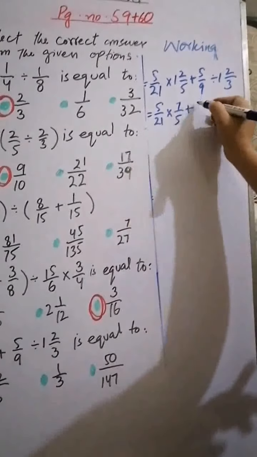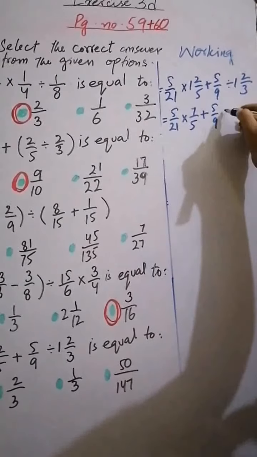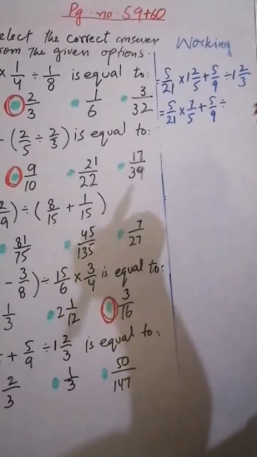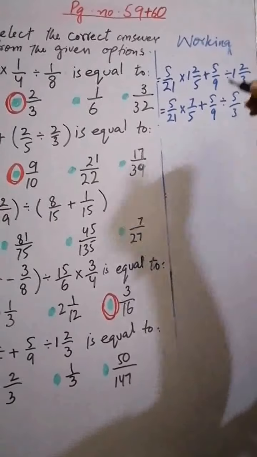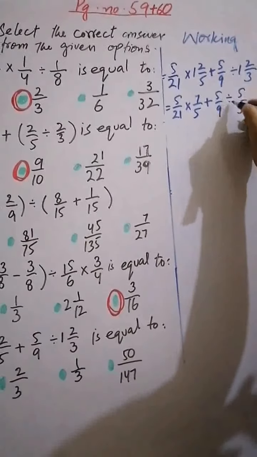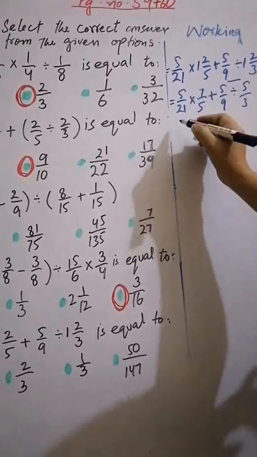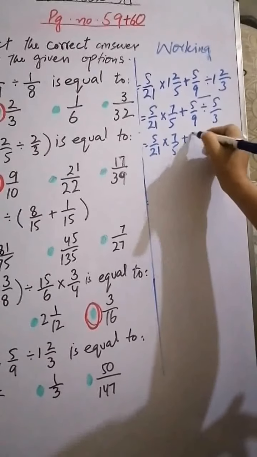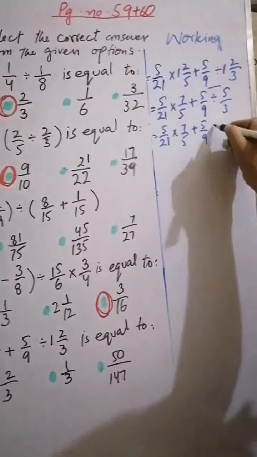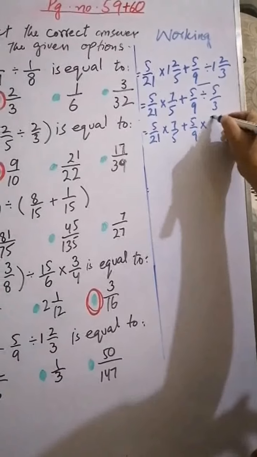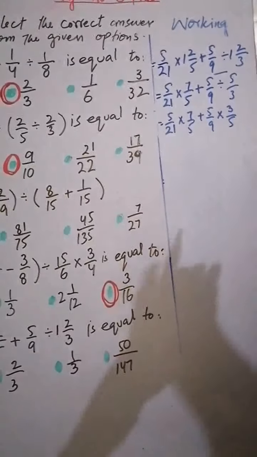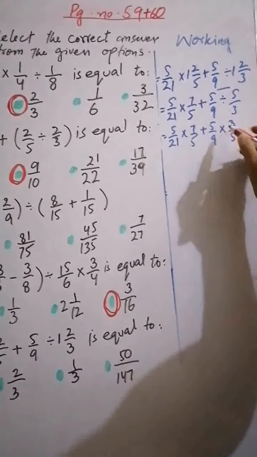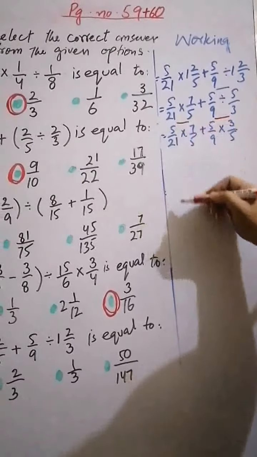Plus का sign, so it's 5 by 9 as it is. Divide का sign as it is. 3 1s are 3, 3 plus 2 is 5, 5 by 3. Correct? First of all, division will be changed. बाकी सब as it is. ये. Okay? Now 5 by 9. Division will be changed. Multiplication. So it's 3 by 5 reciprocal. Plus का sign. Multiply. These two fractions will be multiplied.